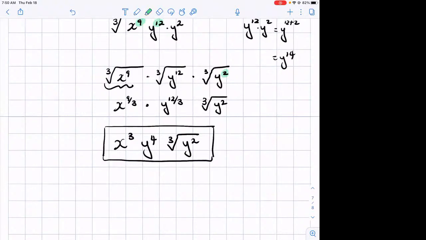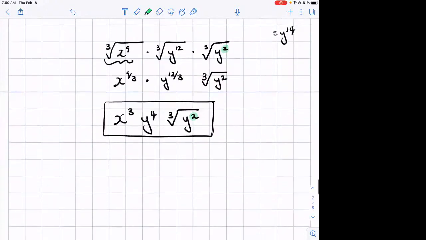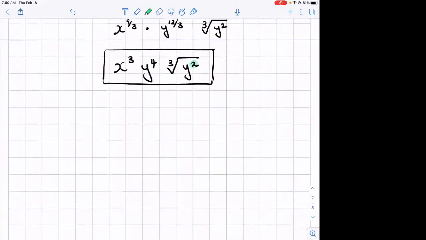As always, check if this can be simplified or is divisible by the index, 3 in this case. Okay. So you want to make sure you look at this always at the end to see if you can simplify further.